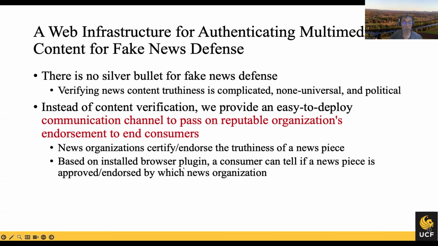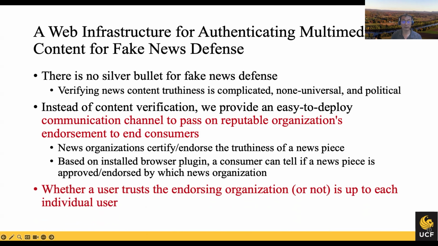So we developed a browser plugin. A consumer can install this browser plugin on their browser, and this browser plugin can tell whether this news piece has been endorsed by any news organization or not. So the basic idea is very simple. We just use the public PKI. So a news organization will digitally sign a news piece, and our browser plugin will show whether this news piece has been digitally signed, and by which news organization. So the technical part is not that difficult.